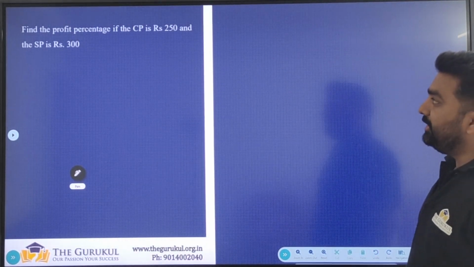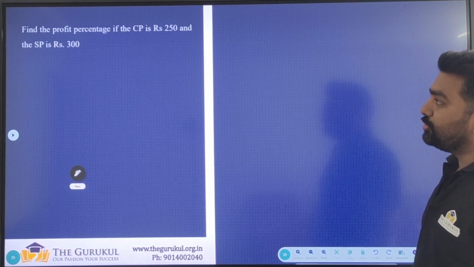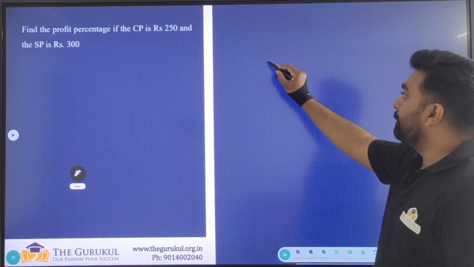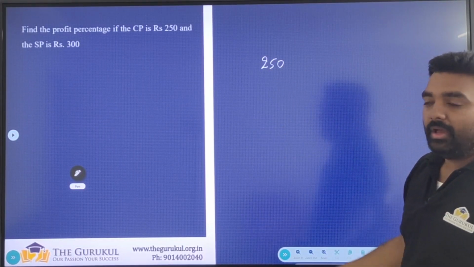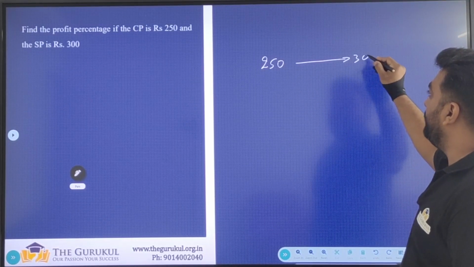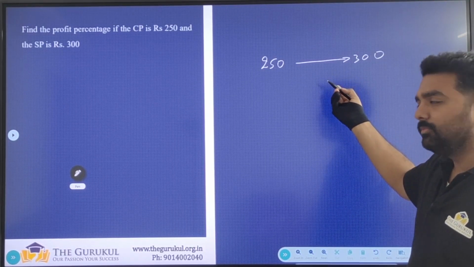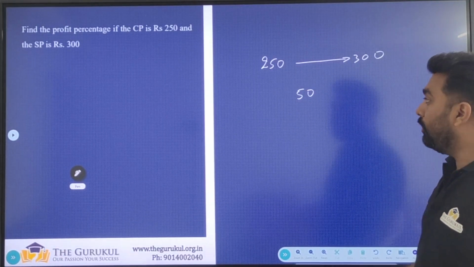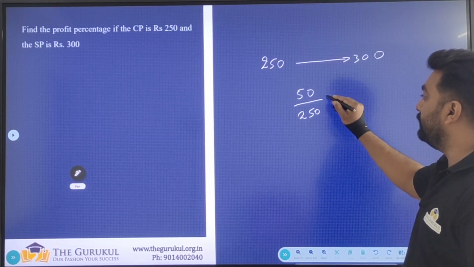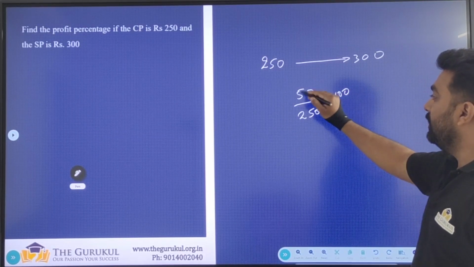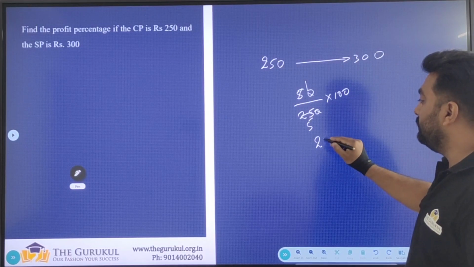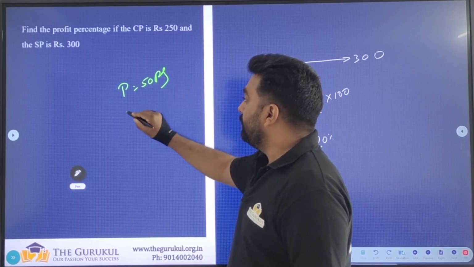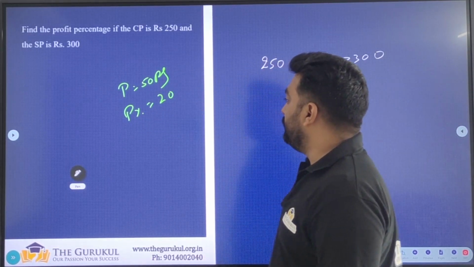Find the profit percentage if the cost price is rupees 250 and the selling price is 300. So the person purchased for 250 rupees and he sold for 300 rupees. Did he get profit or loss? He will get profit only. How much profit? 50 rupees. Profit on what value? On 250. I want percentage multiplied with 100. 1 by 5, which is 20%. So profit equal to 50 rupees. Profit percentage is equal to 20.